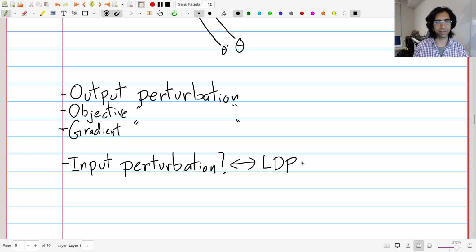But in the next parts, we're going to go into output perturbation, objective perturbation, as well as gradient perturbation.